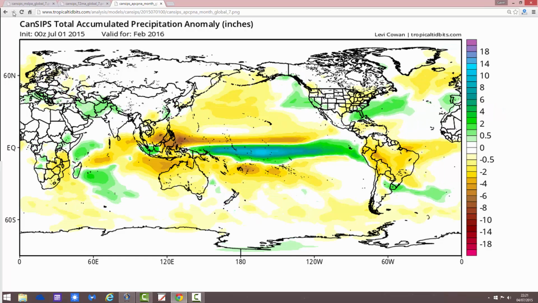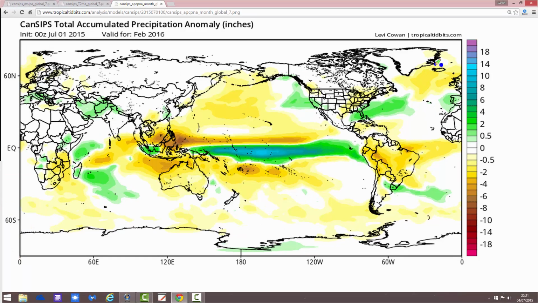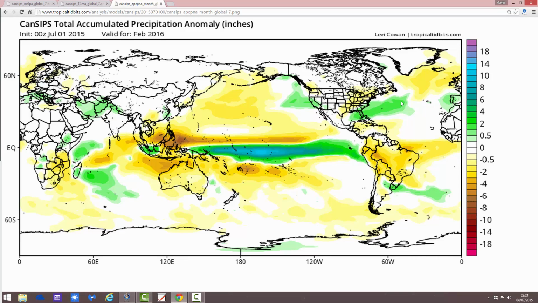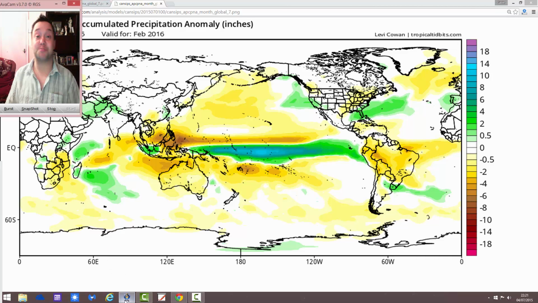And then finally for February, it's the same story with all of this blocking up to the north of the country. The trough is down to the south, and the cold air is coming around, bleeding out of the Arctic from the north and the northeast. A colder than average winter, but also a drier than average winter being seen by CANSIPS.